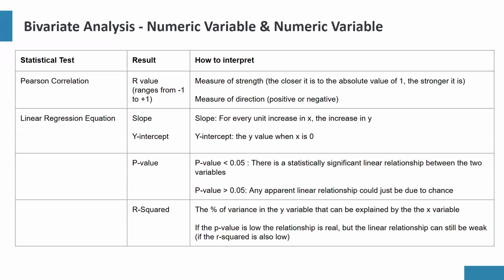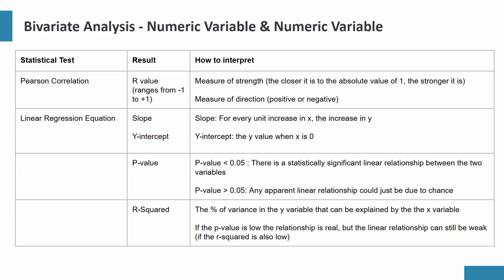A linear regression gives you the linear regression equation. So y equals mx plus b. So that gives us the slope and the y-intercept. The slope is, for every unit increase in x, what is the unit increase in y? And the y-intercept is, if my x is 0, what is that y value?